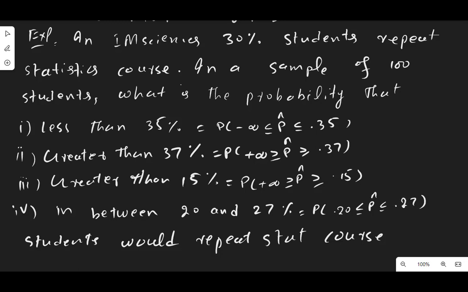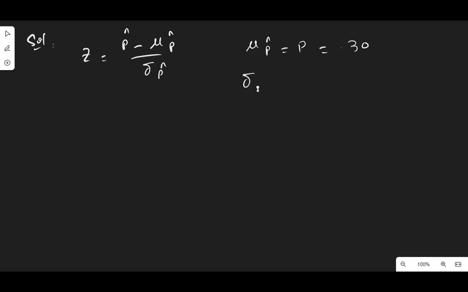We need these probabilities. So again, you need to use the standard form: z is equal to p hat minus mu p hat divided by sigma p hat. By property, you know that mu p hat is equal to p. It is given in the question, this is 30%. And sigma p hat is equal to the square root of p into q divided by n.